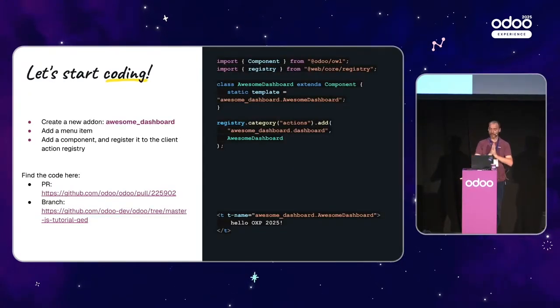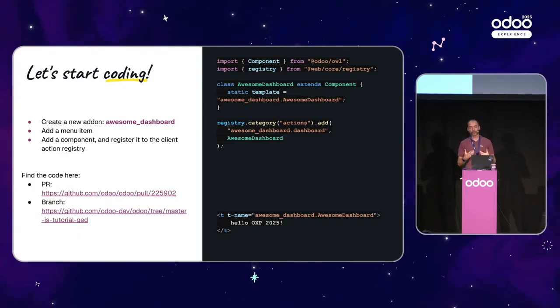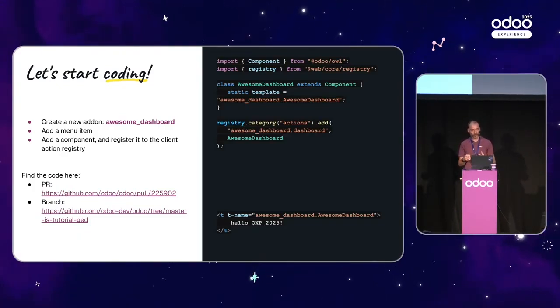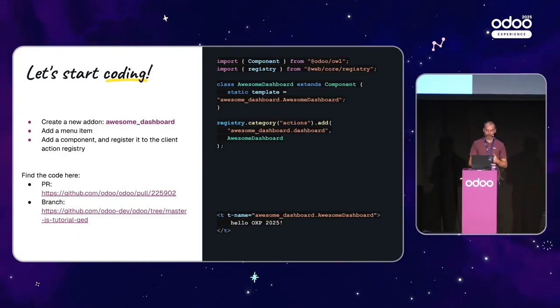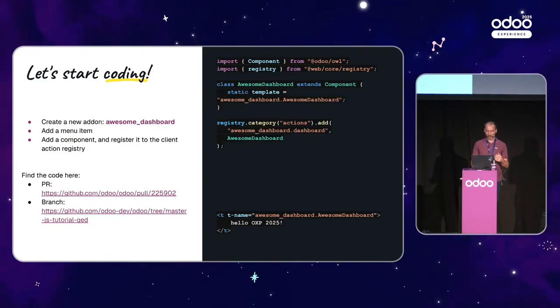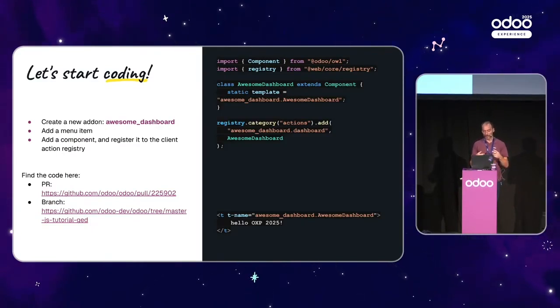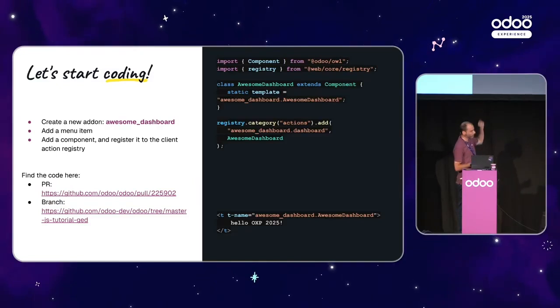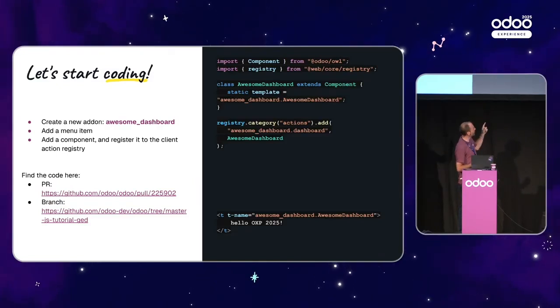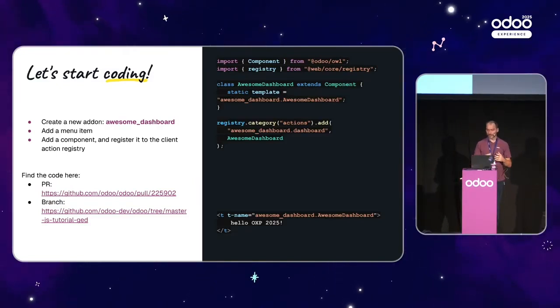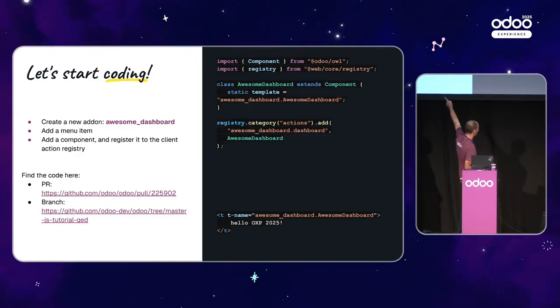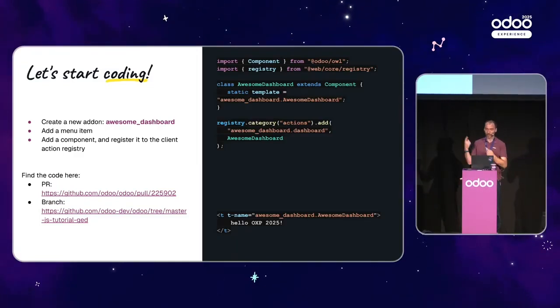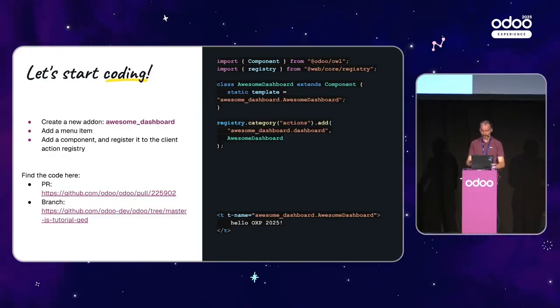So first, let's start coding. I like to do something quite hands-on. We'll do a project together. So I created a new add-on named Awesome Dashboard. I added a menu item. I created a component that you can see on the right. This component is for now empty. I will talk a little bit more about that. And it's live on GitHub, so you can check the code if you want someday. You can look at this video later and check the code.